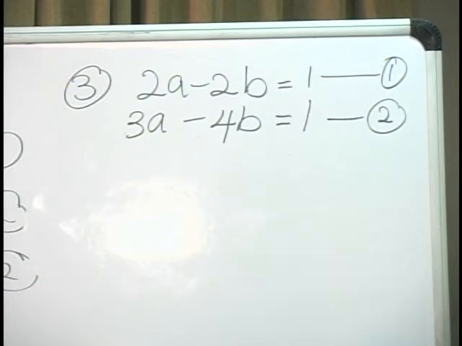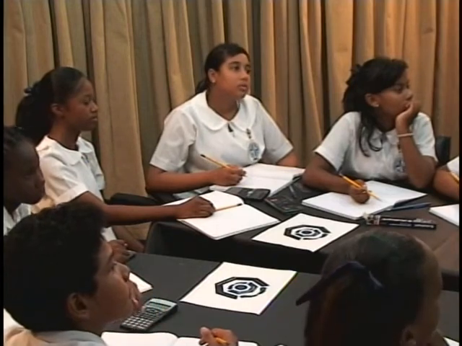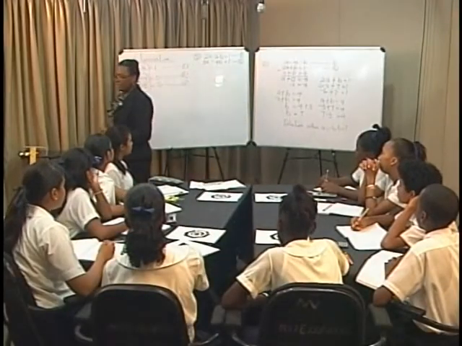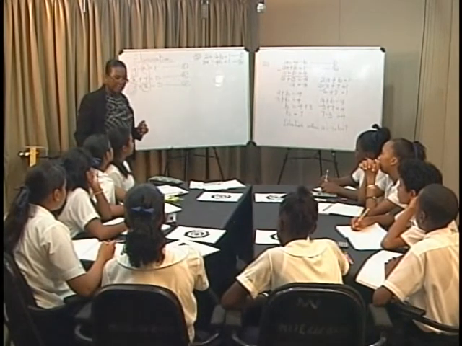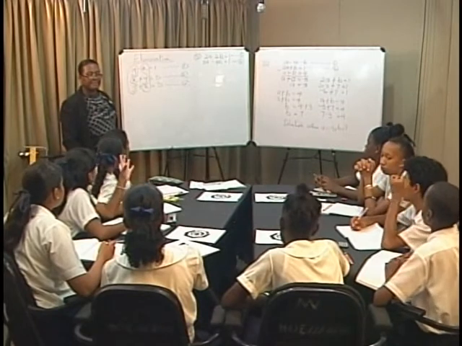And tell me what you think. What approach are we going to take to solve this one? In the first case, all the coefficients were the same. In the second example, the coefficients of the variable b were the same. What will you notice in the third example? Both of the variables are the same.